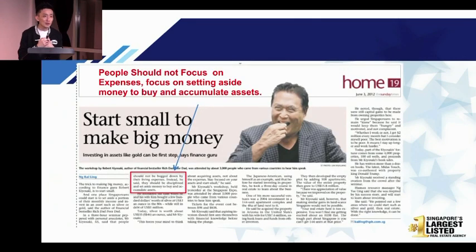That's why I always like to listen to Robert Kiyosaki. He says people should not focus on expenses. Focus on setting aside money to buy assets. I can tell you guys, at the end of the day, I'm in the business for the last 20 years. I invest in properties. I don't focus on all the expenses. If I focused on expenses, today I'd be poorer. I only look at properties, keep moving forward.